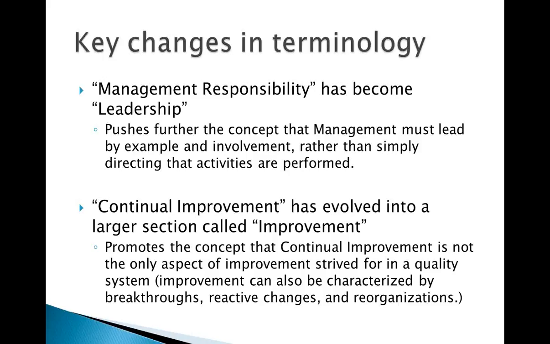Continual improvement has evolved. It's now part of a larger section simply called improvement. The idea here is that continual improvement is not the only aspect of improvement to be strived for in a quality system. You can also achieve improvement through things like breakthroughs, reactive changes, reorganizations, and so forth, so that continual improvement really should be part of a larger strategy for improvement.